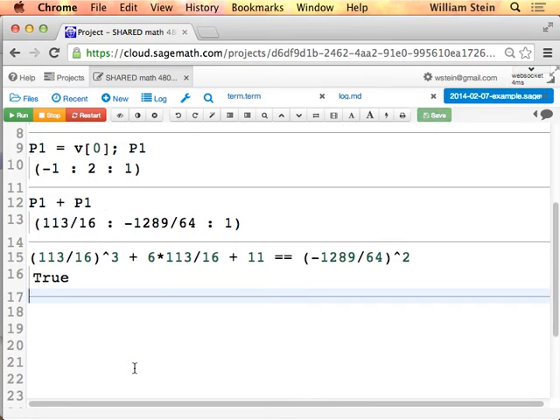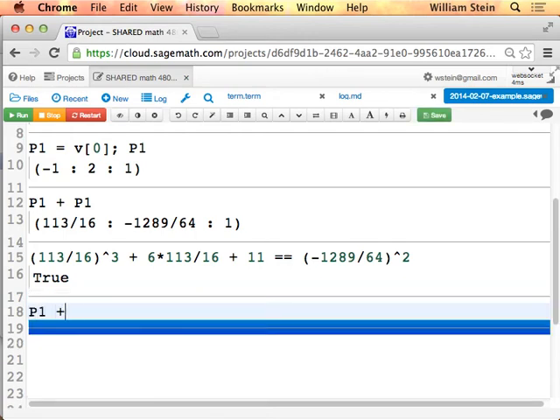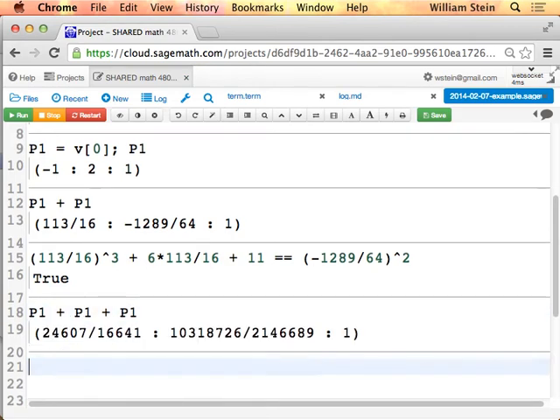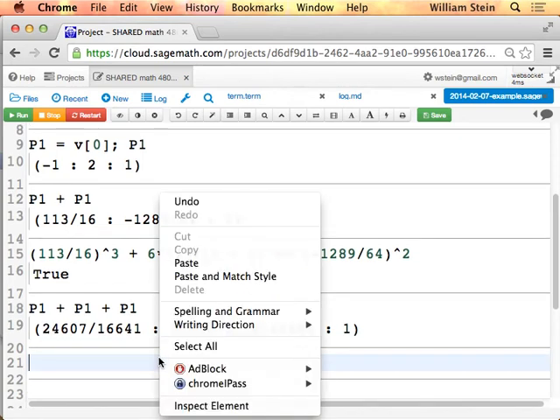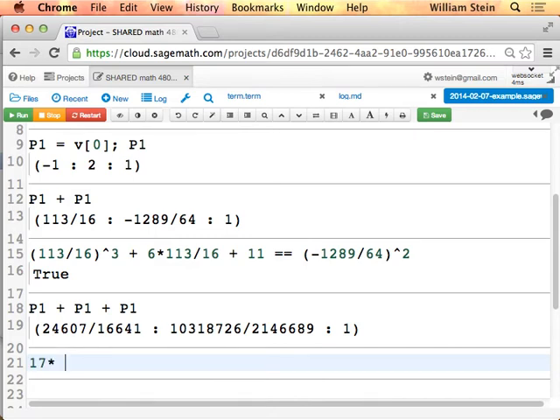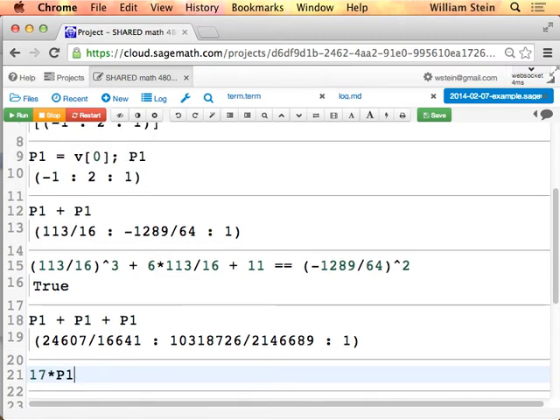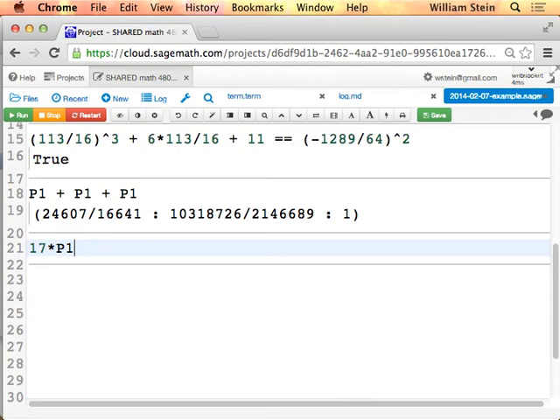By the way, we can just keep doing that. Watch what happens. Nothing stops us from doing that. Whoa. Get another point. In fact, you can even type a number like, I don't know, 17 times P1. That means add P1 to itself 17 times.